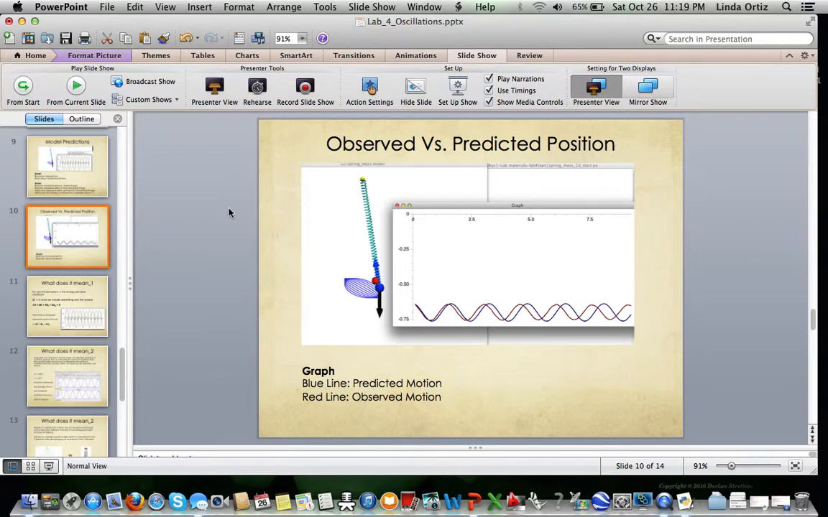So here I've plotted observed versus predicted time. The blue line is the predicted motion from the model, and the red line is observed motion from Tracker. Unfortunately, they started going away from each other. I believe this is from human error of not being on point, and simply because in real life there's drag and the predicted model is faster than the observed.